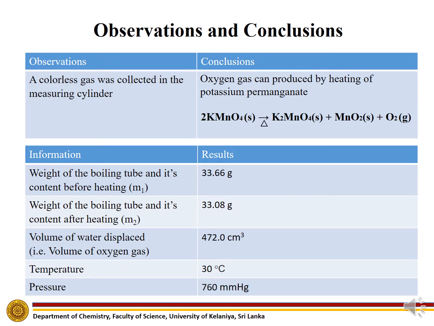Let's look at the observations and conclusions. When potassium permanganate was heated, a colorless gas was collected in the measuring cylinder. As shown here, weight of the boiling tube and its content before heating was 33.66 grams. Weight of the boiling tube and its content after heating was 33.08 grams. Volume of water displaced was 472 cubic centimeters. Temperature was 30 Celsius and the pressure was 760 millimeters of mercury.